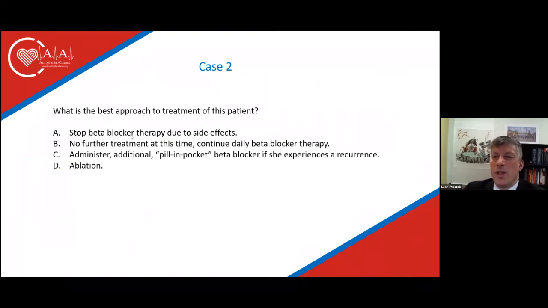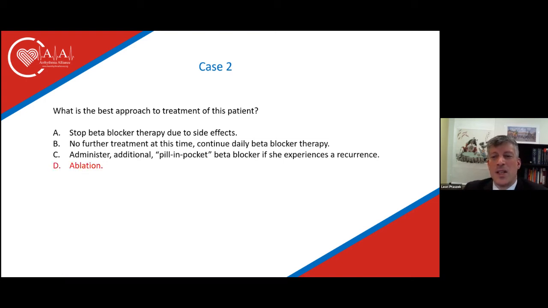So in this case, what do you think the best approach to treating this patient would be? A, just stop the beta blocker due to side effects. B, no further treatment, just continue the beta blocker and try to get used to the side effects. C, administer an additional pill and pocket beta blocker if she has a recurrence of the arrhythmia, even if she's taking the daily beta blocker. Or D, proceed to ablation.